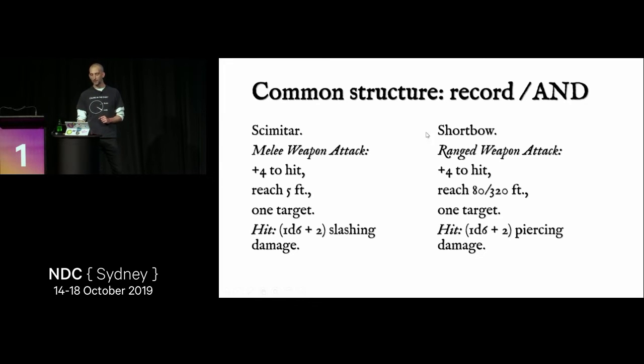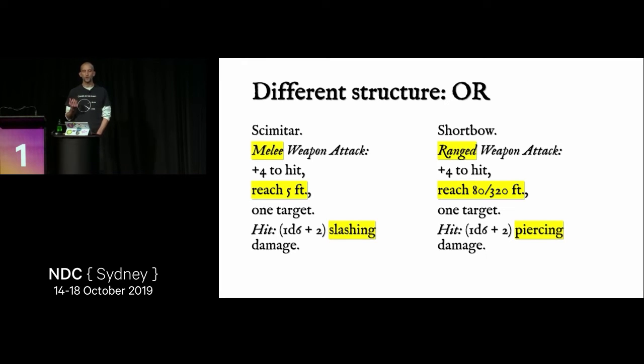So I'm seeing that the attack has a name, short bow or scimitar. It's a type of attack, ranged or melee, has a bonus on the hit, has a range, and all these things. So this is probably a record because we have an AND statement. Good. Now, if I start to dive a bit further into the record, what I will see also is that I have an AND structure, but I have a couple of implicit ORs. If I look at the type of attack, I can see that I have either a melee weapon attack or a ranged weapon attack. That smells like a discriminated union. I look at this and I see I have a reach of 5 feet or a reach of 80 and 320 feet. It looks like it's either this or that, and I can do slashing or piercing, so this is also probably a discriminated union.